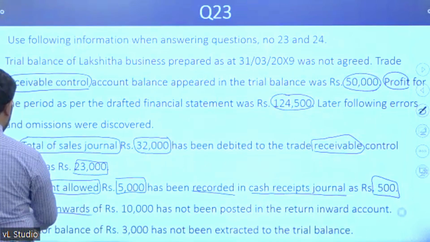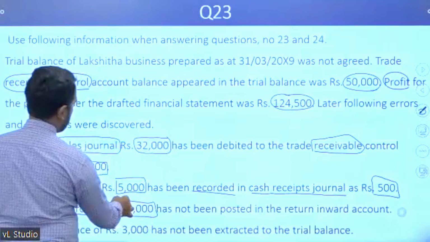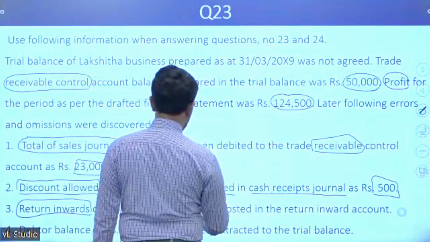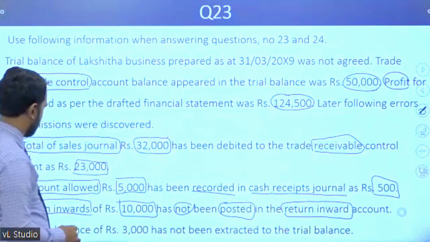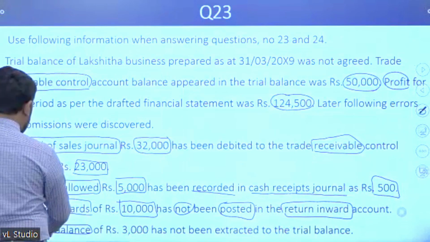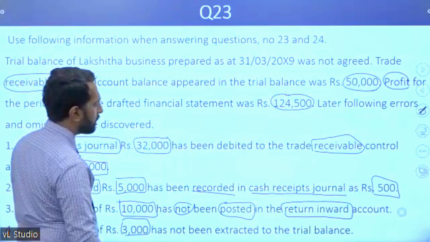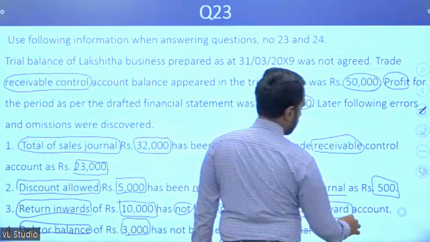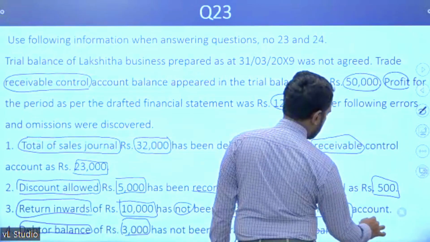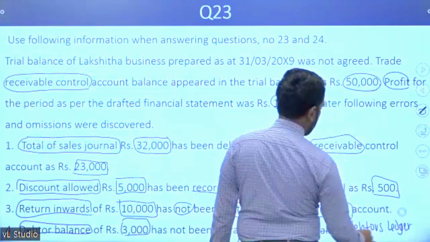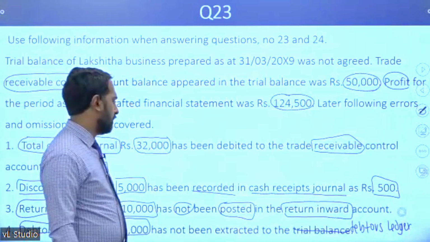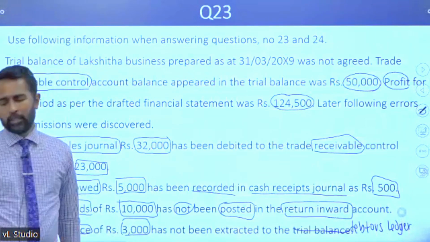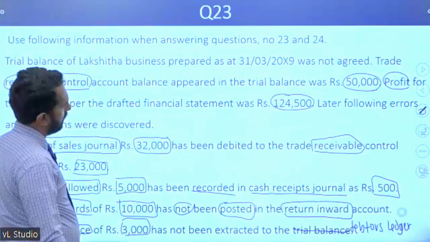Return inwards, that is sales return, of rupees 10,000 has not been posted in the return inward account, sales return account. A debtor balance of rupees 3,000 has not been extracted. It's not trial balance to the debtor's ledger. It should be debtor's ledger, right? So it has been mentioned as trial balance, which is a mistake that we have to correct. It has been extracted to the debtor's ledger. So these are the mistakes or errors that have been found.